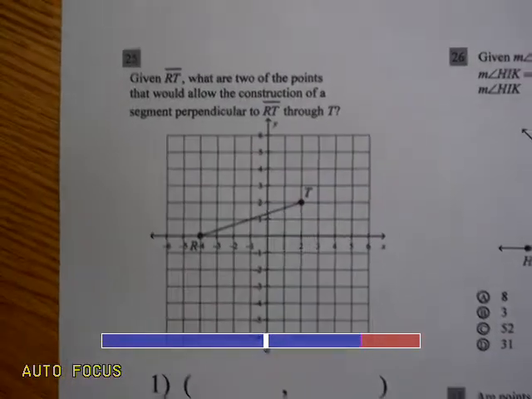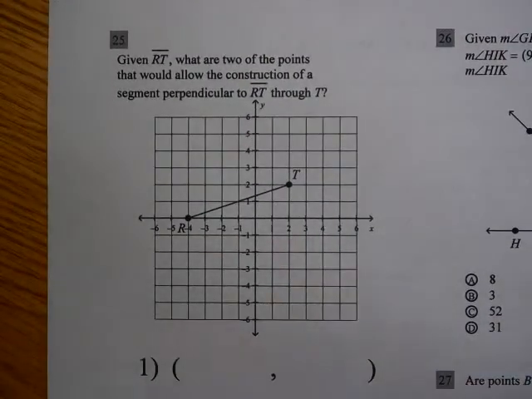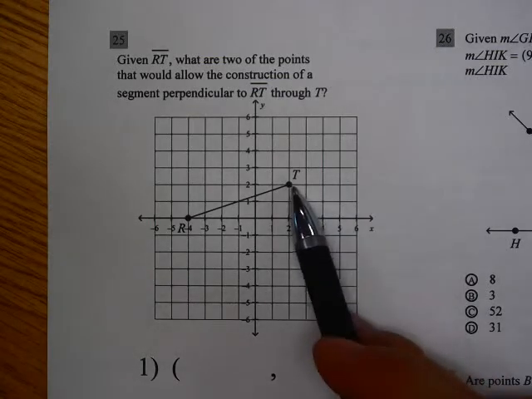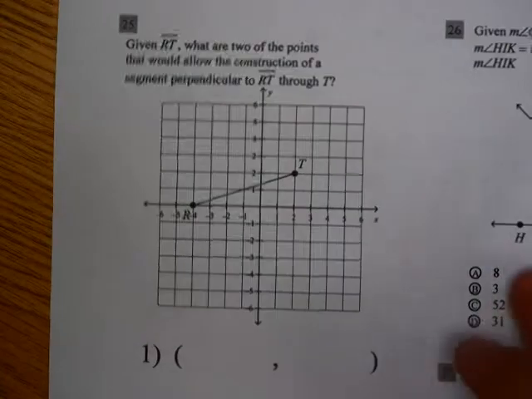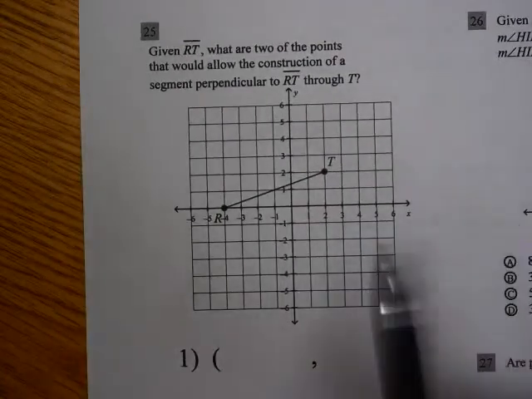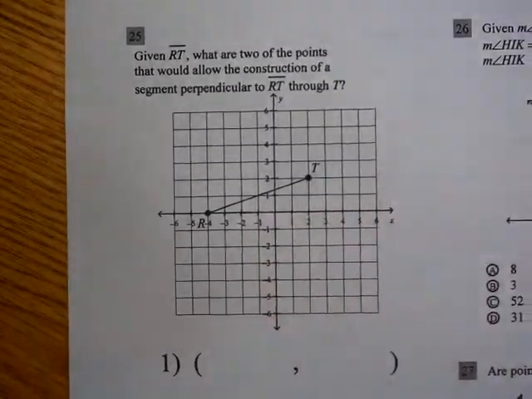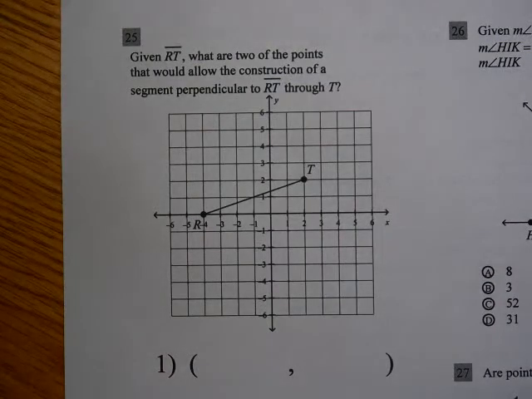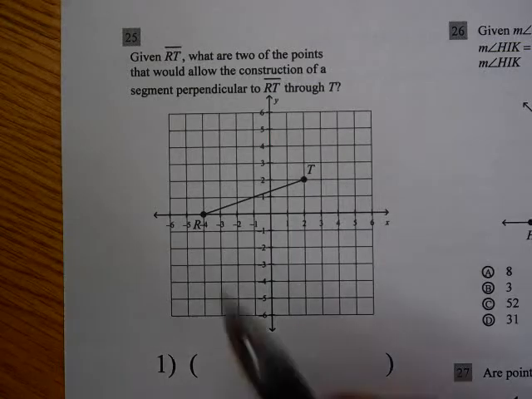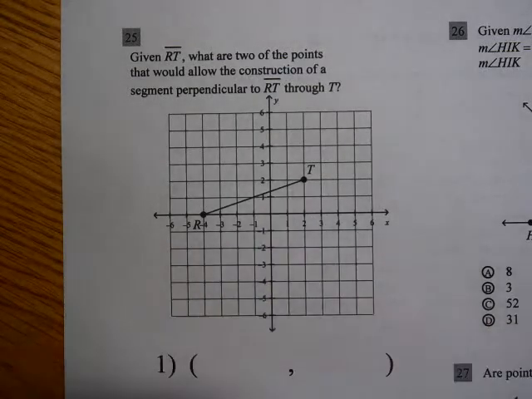Given segment RT, there's RT on the graph, what are 2 of the points that would allow the construction of a segment perpendicular to RT through point T? A lot of things going on in this problem. First of all, they say construction, it's not in this unit, in previous units, you did constructing a segment, constructing an angle bisector. It's nothing like that. It's just trying to get a line that is perpendicular to this segment.